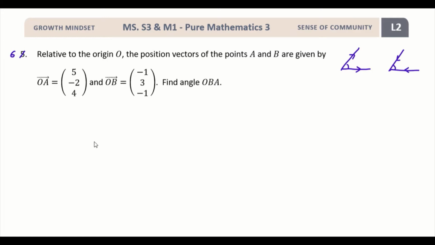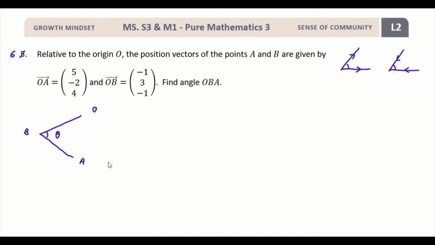Okay, so we can try to imagine in this case. Let's make a very simple diagram here. Let's say I have the angle here. If this is O and this is B and this is A, right? Which means I want to find the angle here.